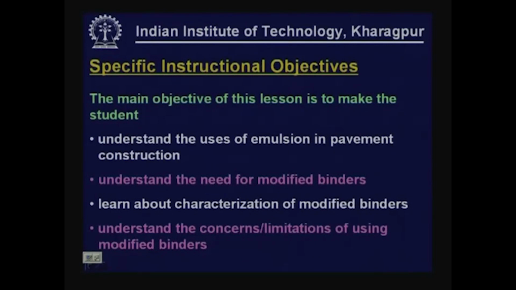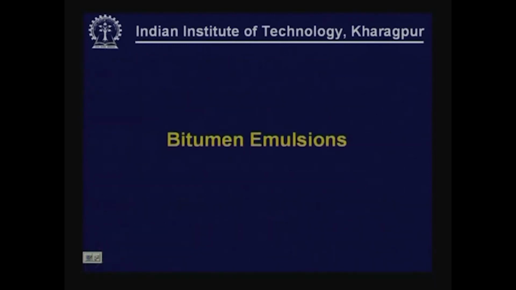and we will also understand the need for using modified binders in pavement construction, learn how to characterize modified binders, how the characterization is different from that of other binders, and we will also try to understand the concerns or limitations of using modified binders in pavement construction, because of specific problems that can be there because of modified binders. We will start with bituminous emulsions.